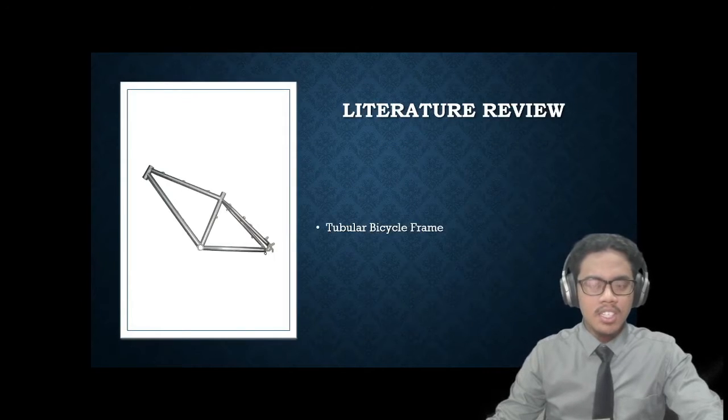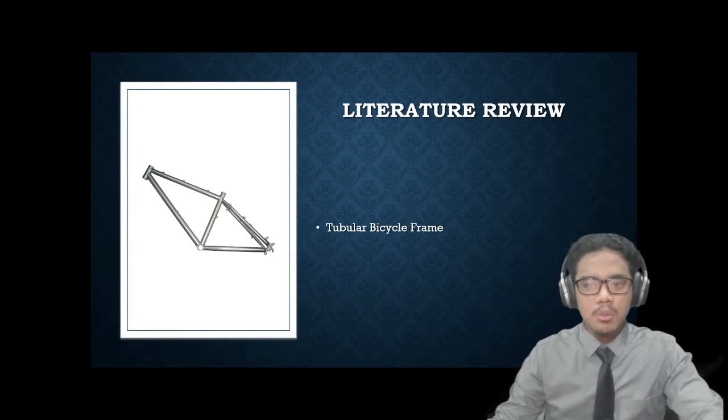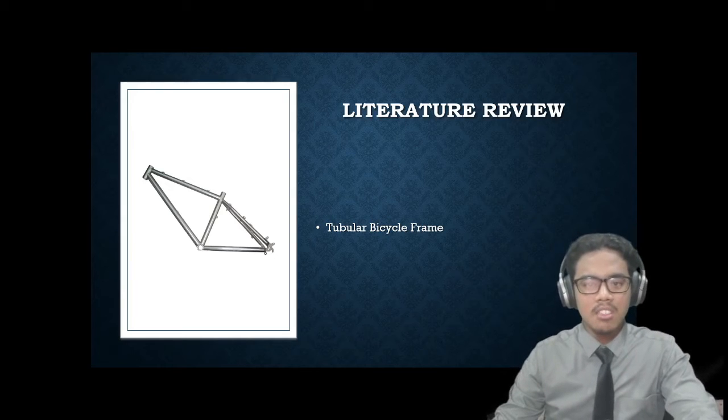So for the literature review, the first topic is about the tubular bicycle frame. This topic states that the present bicycle frame has a circular shape, a slender and long hollow tube. It has advantages in its lightweight design and nice aerodynamic shape to reduce the air drag.